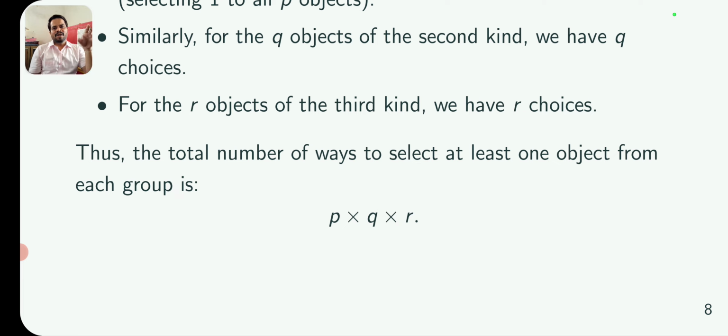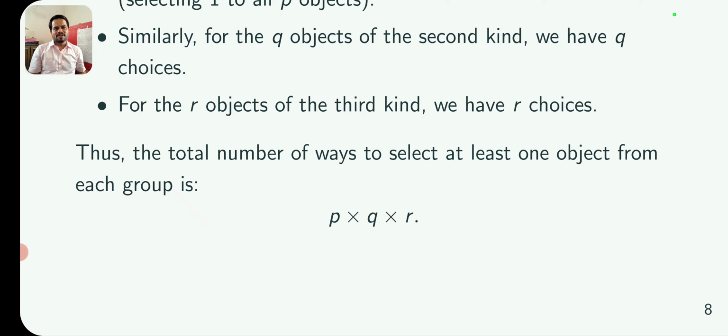After that, we have also proved the corollary on selection with different objects. Means if we have to select from P plus Q plus R plus T objects, where P, Q, R are identical objects of first, second and third kind, and the T objects are different, then the total number of ways of selection is given by (P plus 1)(Q plus 1)(R plus 1) into 2 raised to T minus 1.